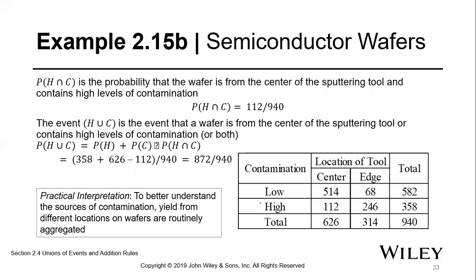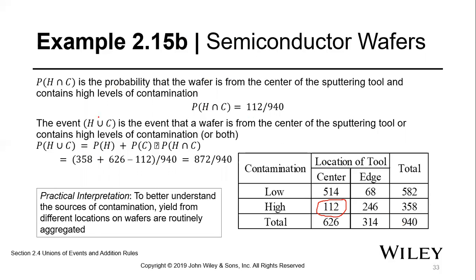So H intersection C. Remember, intersection is where it's contained in both. So it's actually this part right here, because that contains both the center of the tool and high contamination. So that is 112. And whenever you deal with just simple intersections, it's always each individual cell over the total.